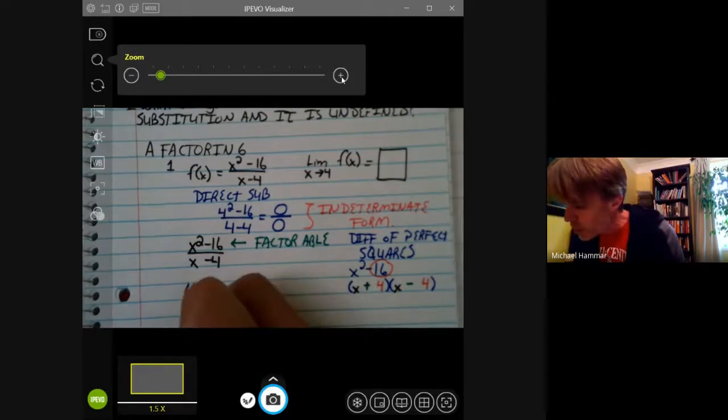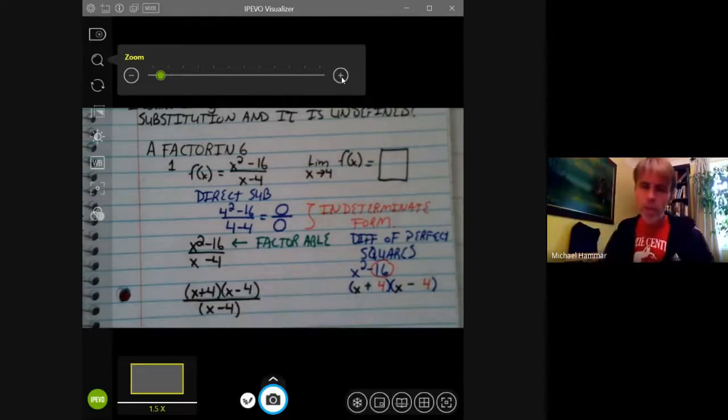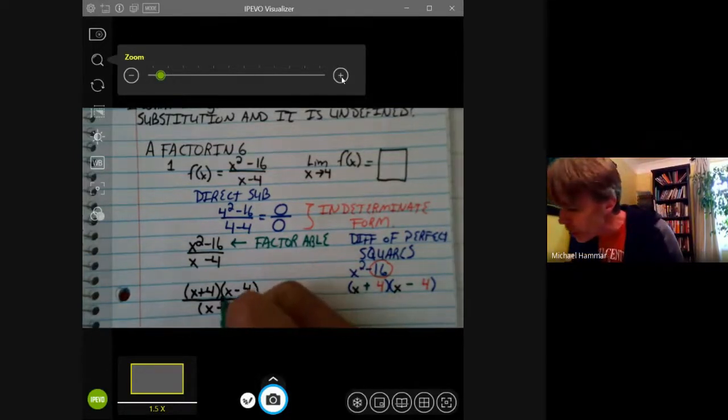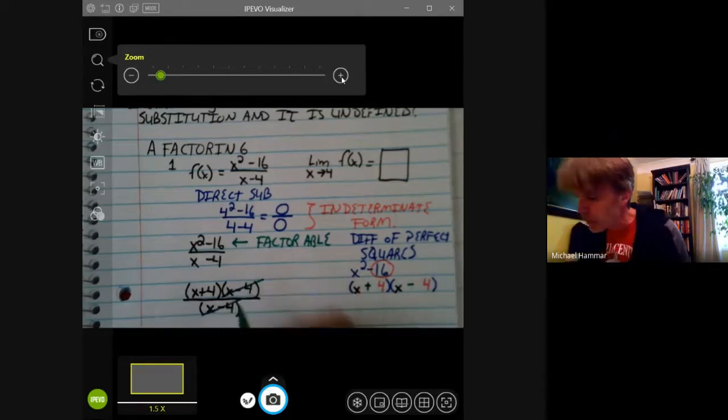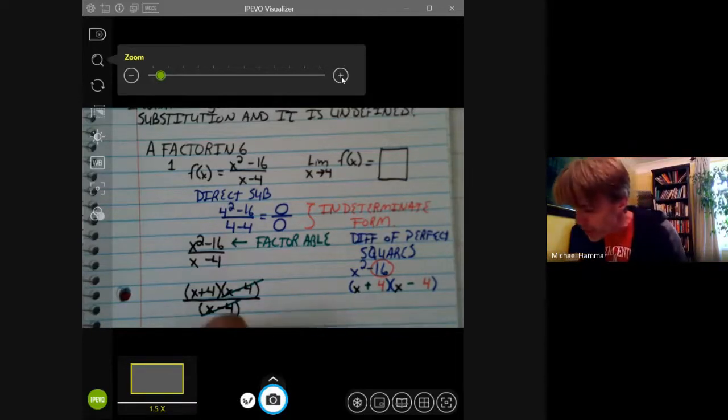So watch what happens now when I change the numerator to these two things, okay? And the bottom is still x minus 4. When you have the indeterminate form, and we factor the numerator using the difference of perfect squares, the thing that caused the problem cancels out. So we have an x minus 4 on the top, and we have an x minus 4 on the bottom. And when those quote-unquote cancel out or become 1, we now have this as our function.